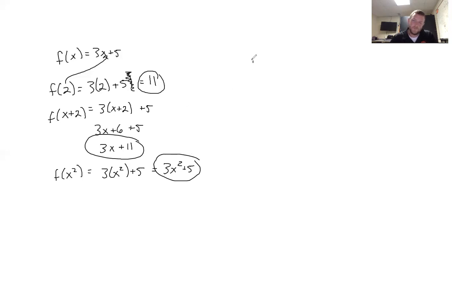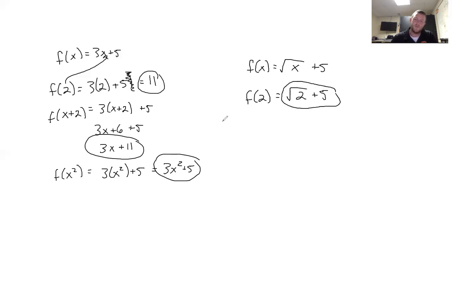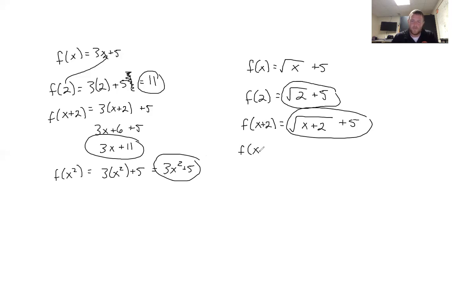The last one. Square root, radical x plus 5. Plug, again, whatever is in here in. So that would be radical 2 plus 5. Okay, and you cannot simplify that. That's your answer. The next one, x plus 2. Plug it in. Radical x plus 2 plus 5. That's your answer. And the last one is x squared. Radical x squared plus 5.